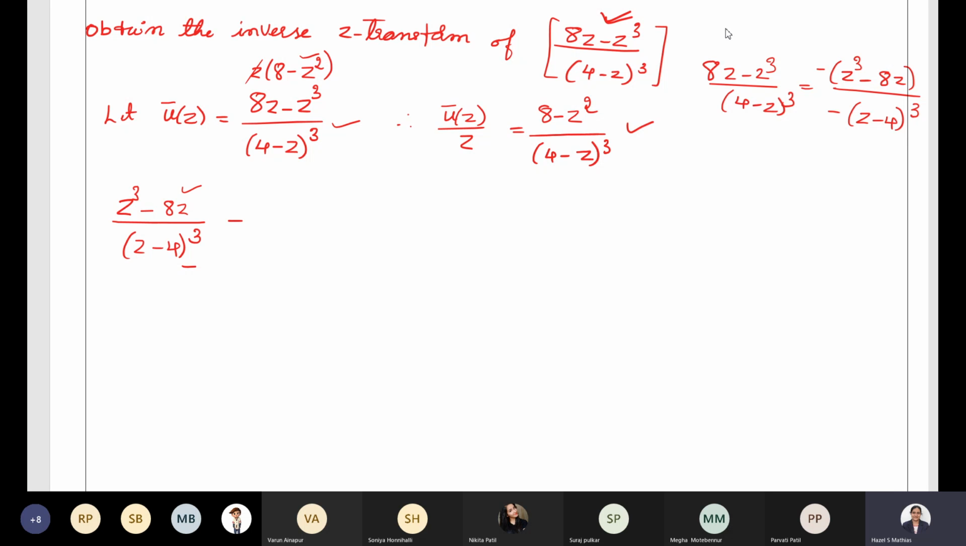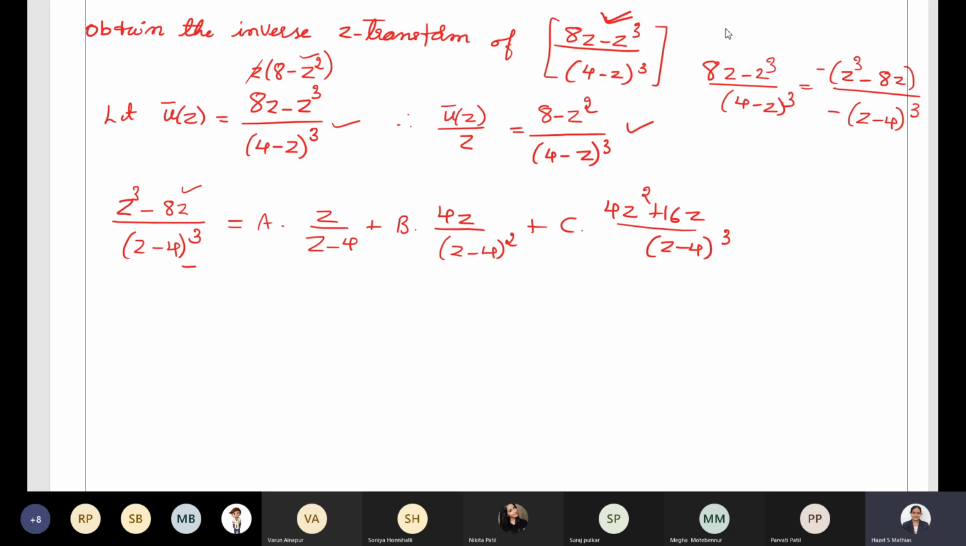Okay. Then what we can do is, I'll write it directly over here because there is a reason. Why? What is the reason? I'll tell you now. What we can do is, how you can represent this as a into z by z minus 4 plus b into 4z by z minus 4 whole square plus c into 4z square plus 16z divided by z minus 4 whole cube.